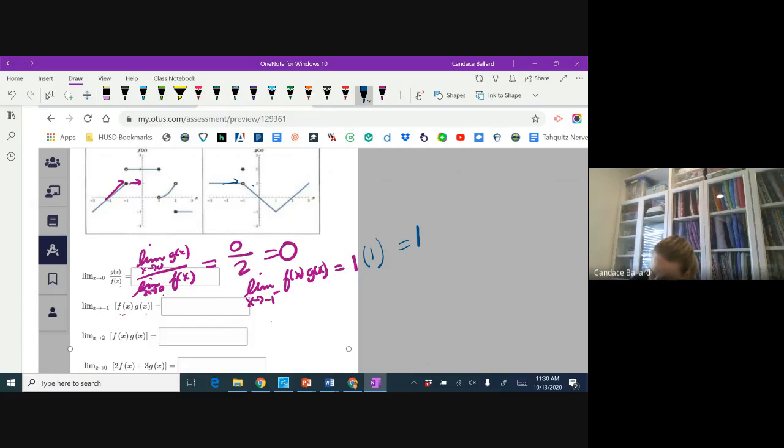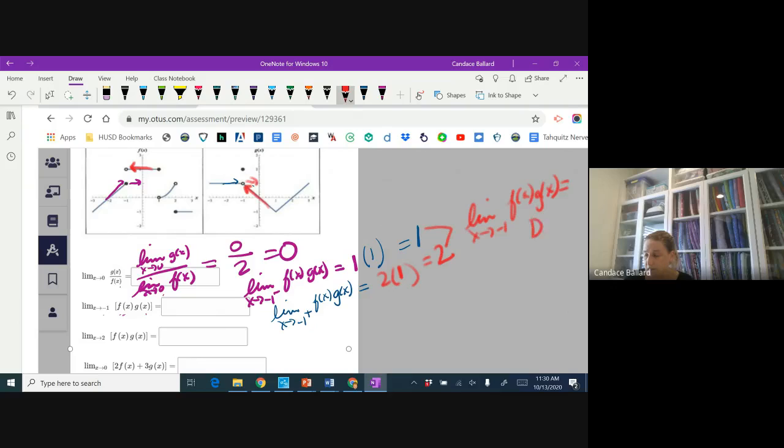Then the limit as x is approaching -1 from the right of f of x times g of x. This time, as I'm approaching -1 from the right side, it looks like we are at 2. And then for g, it looks like we are at 1, which means my overall limit is 2. So these are not equal to each other. So overall, the limit as x approaches -1 of f of x times g of x does not exist.